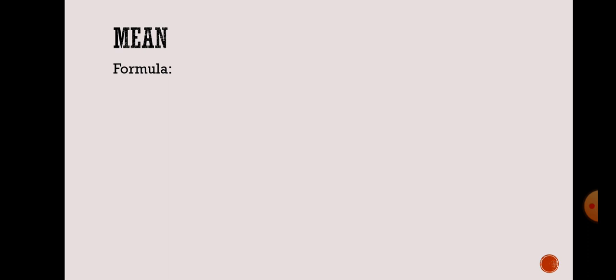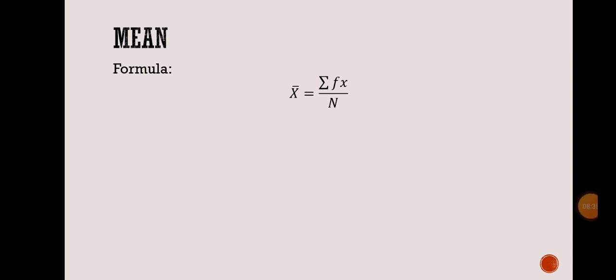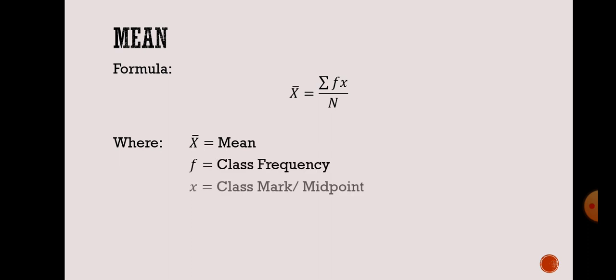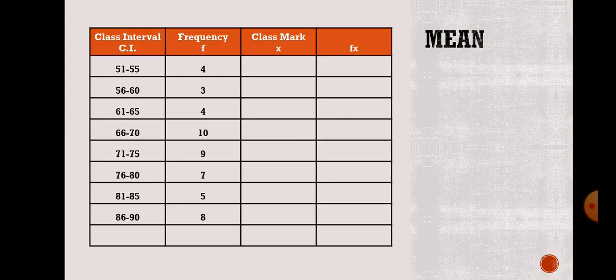We have the formula to use in computing the mean from grouped data. We have X bar, which represents the mean. F is the class frequency, X is the class mark or the midpoint, and N is the number of cases. Let us have this example.